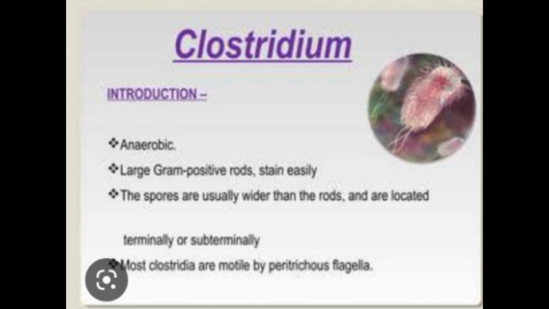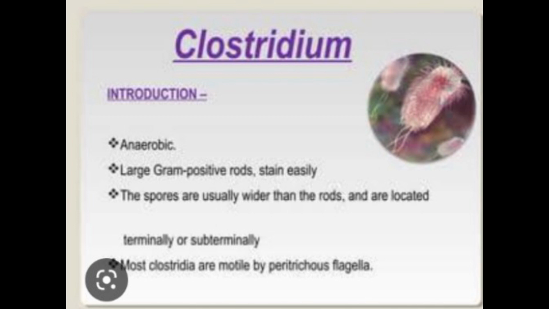Clostridium perfringens, also called Clostridium welchii. Clostridium perfringens is the most important and common etiological agent of gas gangrene. Clostridium perfringens also produces food poisoning and necrotizing enteritis in man.